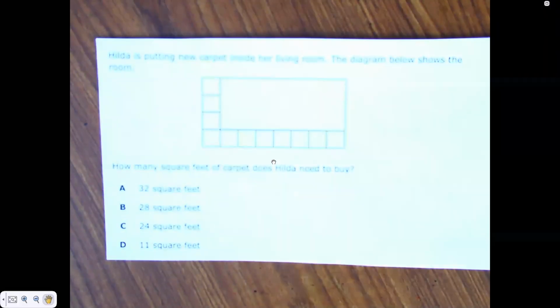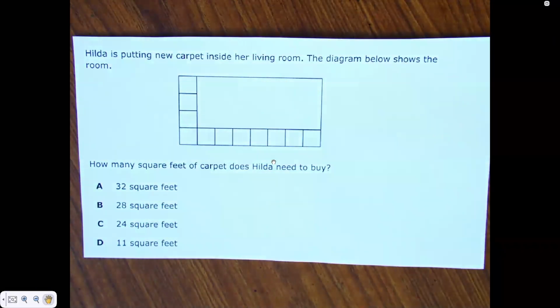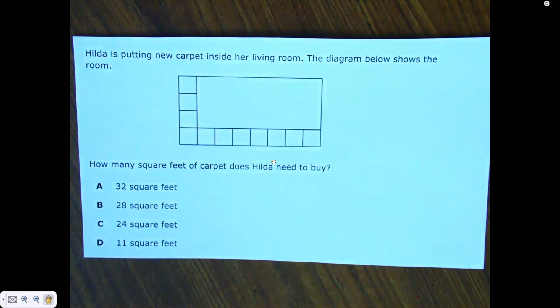So this first one says, Hilda is putting new carpet inside her living room. The diagram below shows the room. How many square feet of carpet does Hilda need to buy? So what's the first thing I need to do in order to solve this problem? Aiden, what's the first thing I need to do in order to solve this problem?